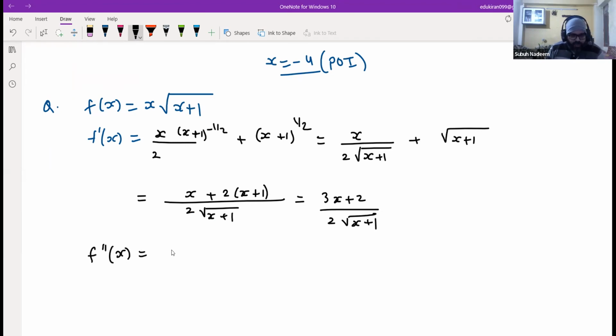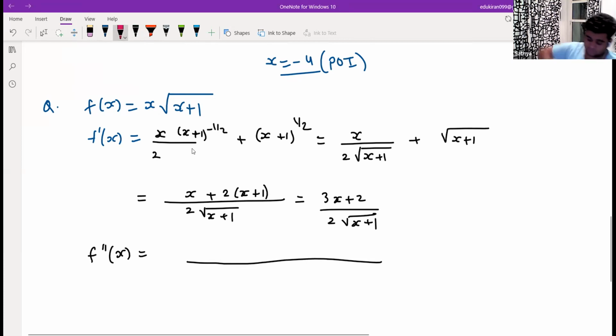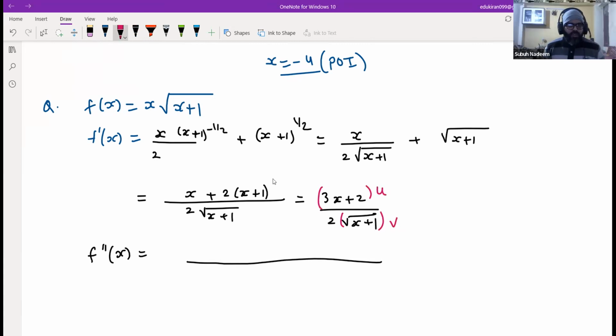Now you have to apply the quotient rule. Would you like to apply or should I do? I'll try, sir. Okay, try. This is u. Half will come outside. It is a constant.